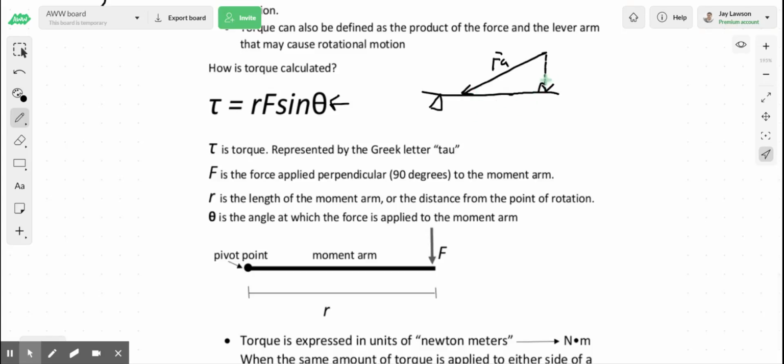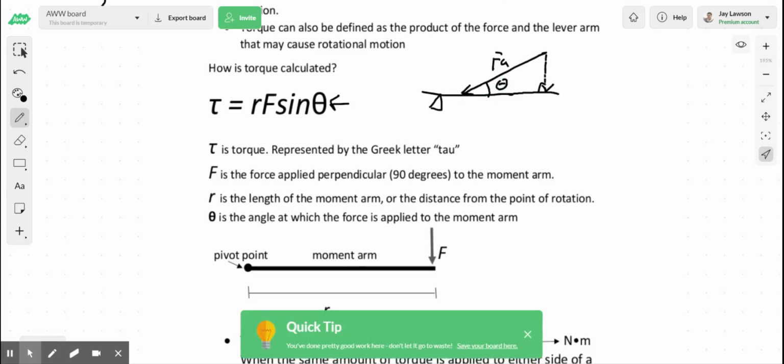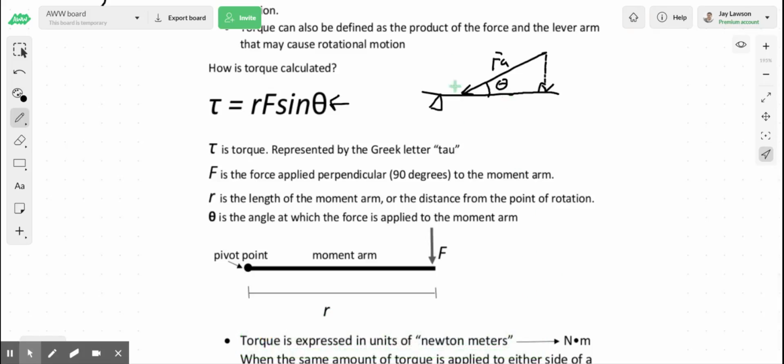But what do you notice when I draw a perpendicular force vector as a vertical component of the applied force, this original solid arrow here? Well, you see that it makes a right triangle. And this angle, the angle from the moment arm to the applied force, is theta. Okay, that's theta.